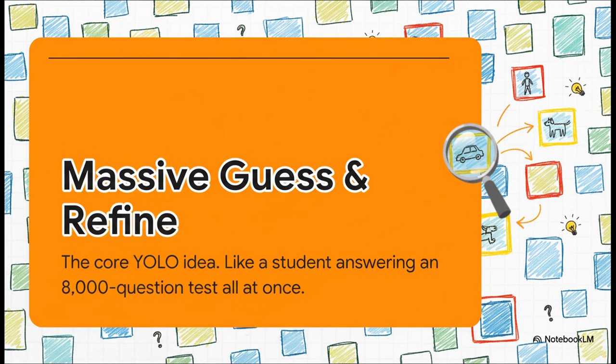The best way to think about it is with an analogy. Imagine you hand a student a test. But this isn't just any test. It's like 100 pages long with 8,000 questions about a single picture. And here's the kicker, you tell them they have to answer every single question at the exact same time. That, in a nutshell, is the core of how YOLO works.